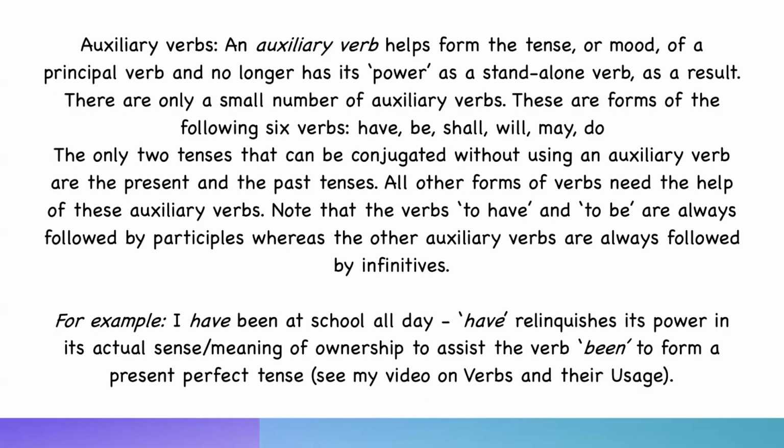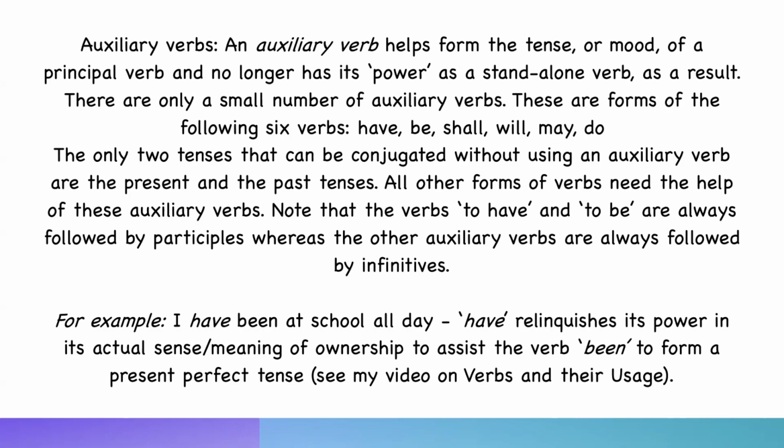Auxiliary verbs help form the tense or mood of a principal verb and no longer have their own power as a standalone verb as a result. There are only a small number of auxiliary verbs, and these are the forms of the following 6 verbs: have, be, shall, will, may, do. And the only 2 tenses that can be conjugated without using an auxiliary verb are the present and the past tenses. All other forms of verbs need the help of these auxiliary verbs.